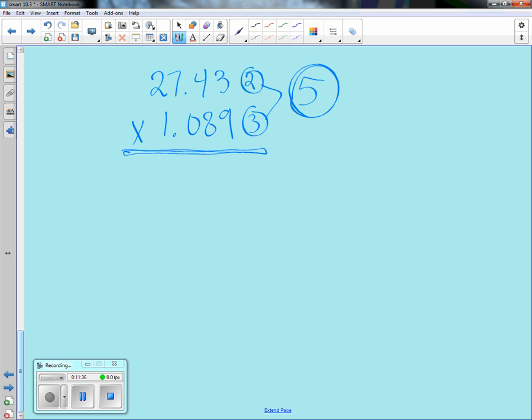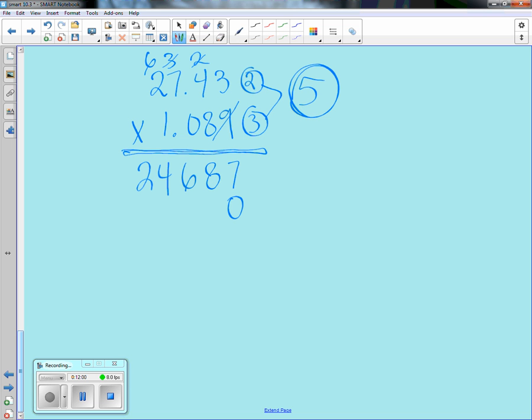So 9 times 3 is 27. 9 times 4 is 36 plus 2 is 38. 9 times 7 is 63 plus 3, 66. 9 times 2 is 18 plus 6 gives me 24. I finished with the 9, so I cross it out and I add a 0.